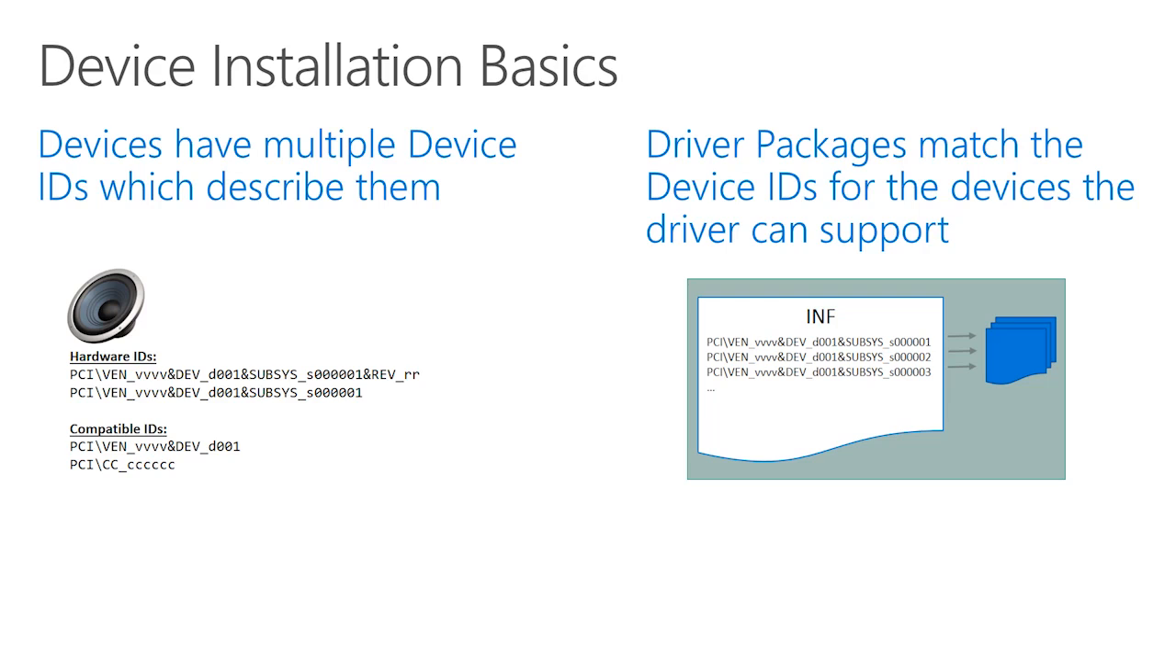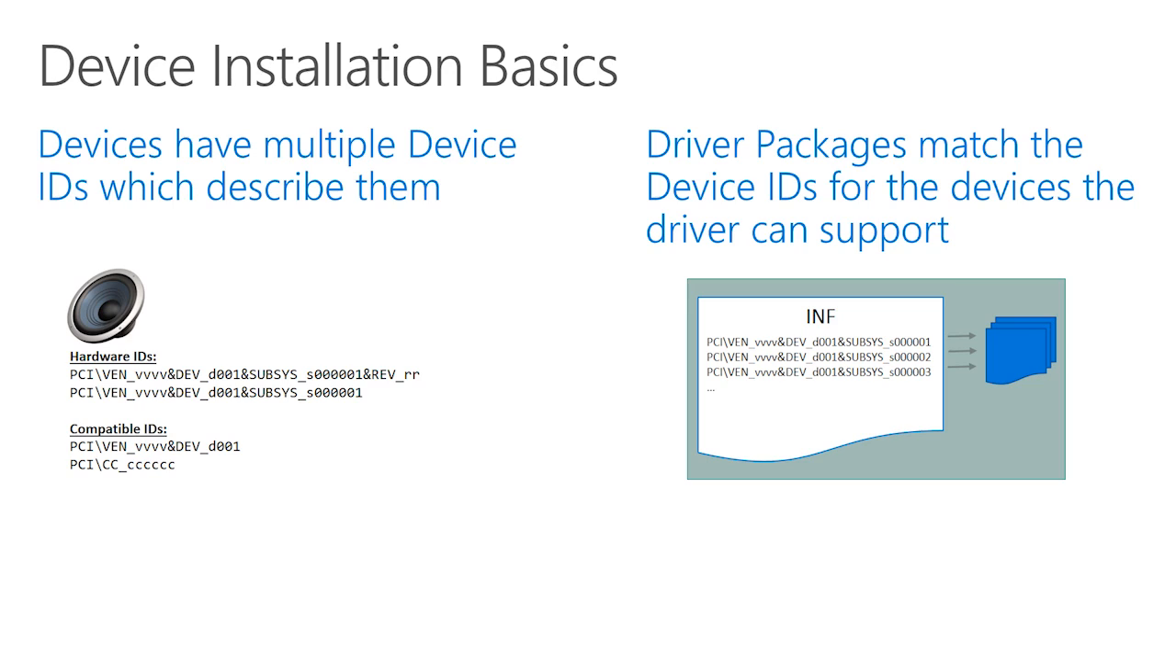The first thing I'd like to start off with is device installation basics. For every device on a Windows device, there are a set of hardware IDs that describe it. These hardware IDs range from very specific to very generic. In my example here, I have a speaker device, and it has everything from a very generic PCI class code all the way up to a very specific hardware ID that describes this specific device.